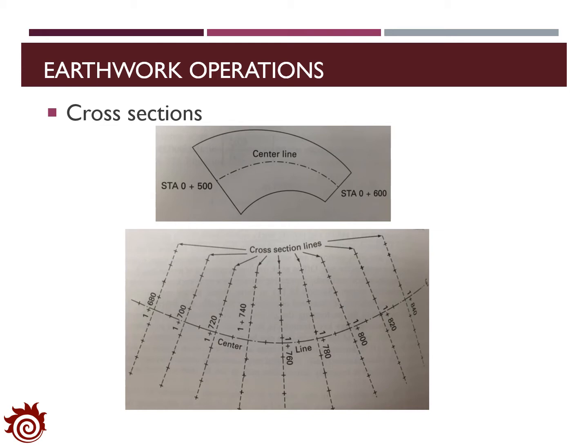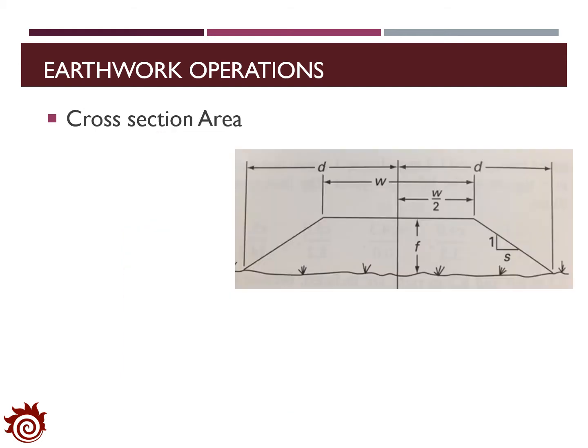For both components, we have to know the cross-section of the road pavement and also the terrain of the ground. With that, the cross-section is one of the most important variables we have to estimate for the earthwork. Usually, the cross-section will be determined based on the center line of the road. We need to specify the location along the center line and identify the cross-section at these stations. In earthwork, one of the most important operations we have to do is estimating the cross-section area.